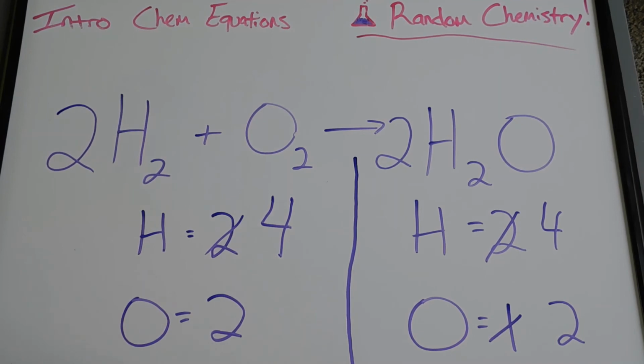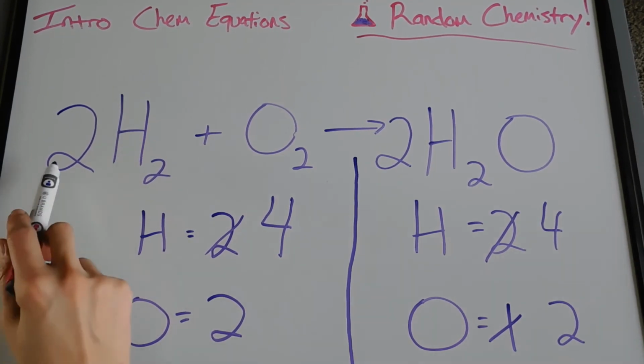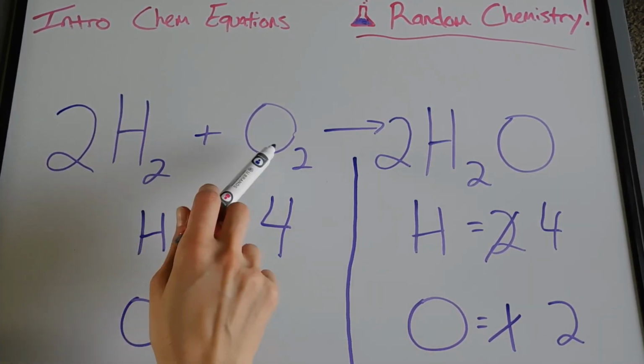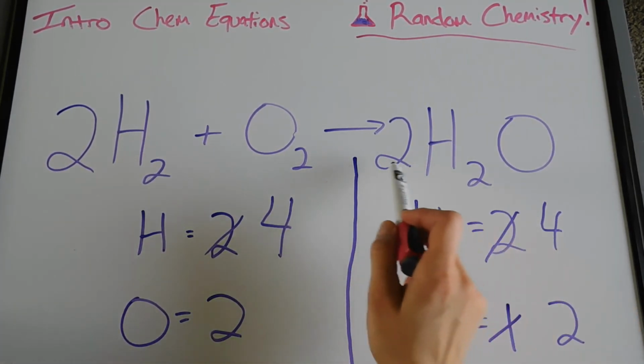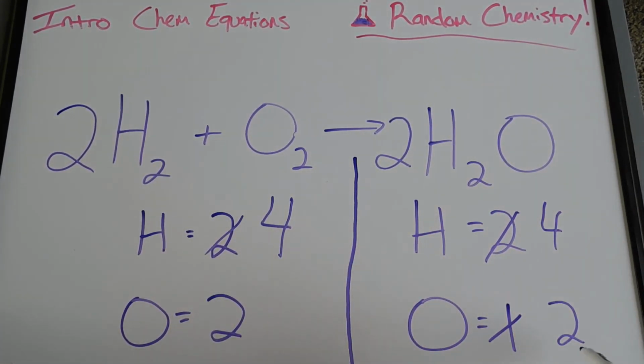And when I'm all done balancing my equation, I always go back and double check and count everything out to make sure it's accurate. So 2 times 2 is 4, and then oxygen I have 2. And then again, 2 times 2 is 4, and then 2 times 1 is 2. So now my chemical equation is balanced.